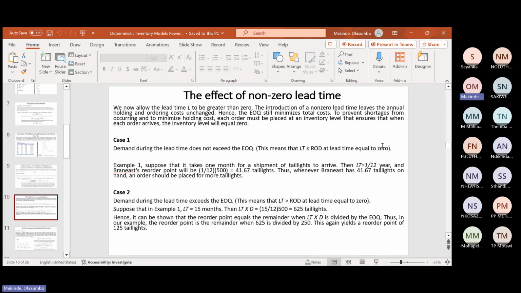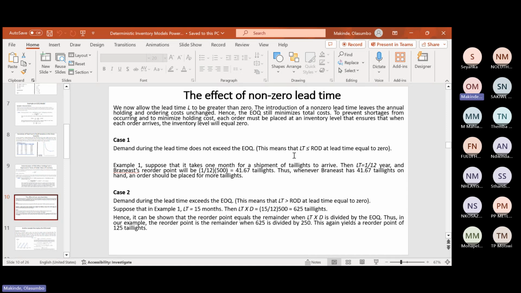So we've calculated the reorder point already. If you have not calculated it at lead time equal to 0, you calculate that first. But we have calculated it, so I want to check the result is 6 months. We can see that the lead time in this question is 1 month. It's less than or equal to the reorder point at lead time equal to 0. That means this is talking to case 1.